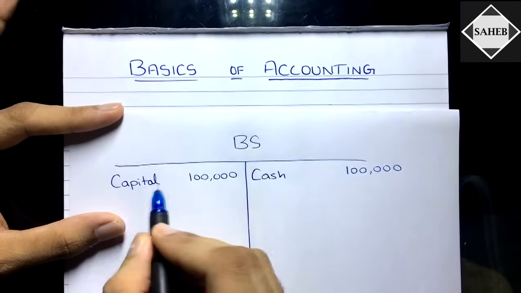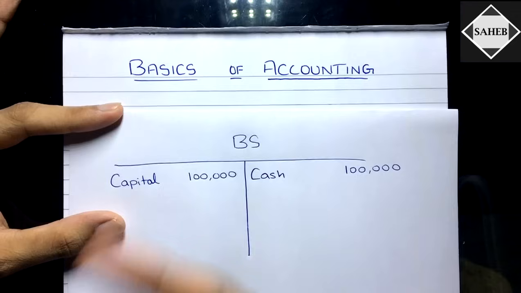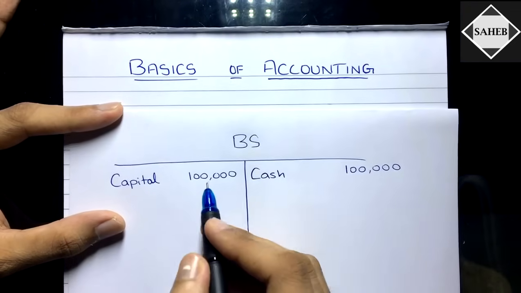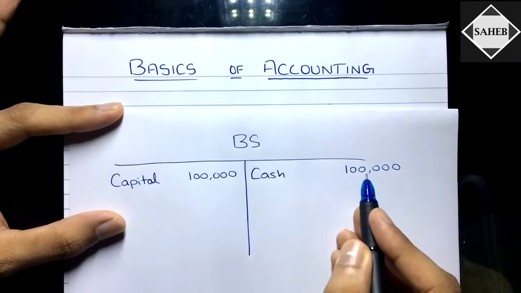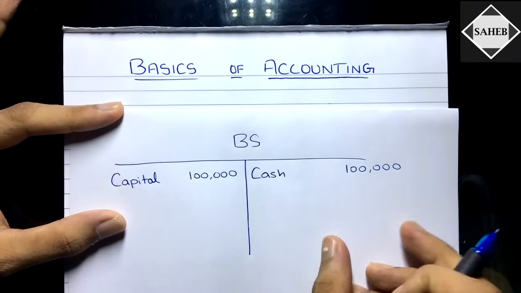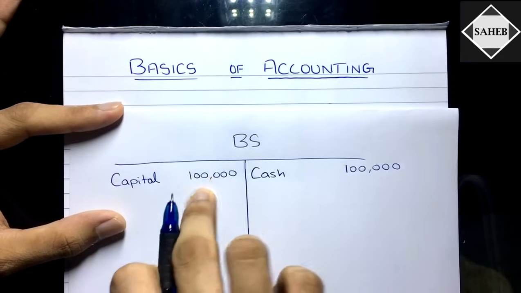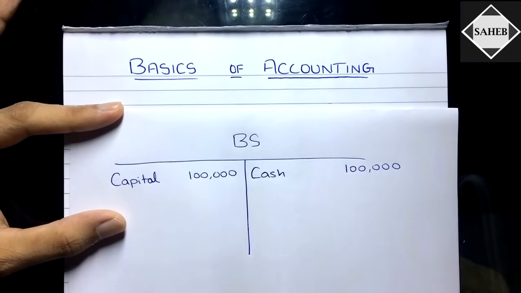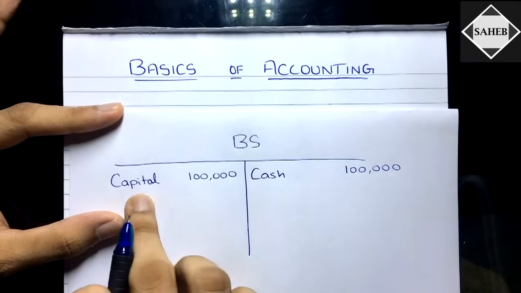And how is this your capital? This is your capital because you invested this money. Yes, and now you have a claim on the total assets of your company. Now the total asset of your company is 1 lakh only, so you have the entire claim on this 1 lakh. Is that clear? Yes, that's what I said in the definition of capital, right?